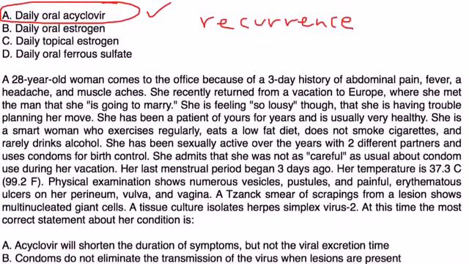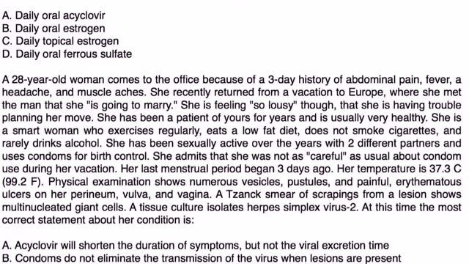And finally, a big long one. A 28-year-old woman comes to the office because of a 3-day history of abdominal pain, fever, headache, and muscle aches. She recently returned from a vacation to Europe where she met a man that she is going to marry. She is feeling so lousy, though, that she is having trouble planning her move. She has been a patient of yours for years and is usually very healthy. She is a smart woman who exercises regularly, eats a low-fat diet, does not smoke cigarettes, and rarely drinks alcohol. She has been sexually active over the years with 2 different partners and uses condoms for birth control. She admits that she was not as careful as usual about condom use during her vacation.